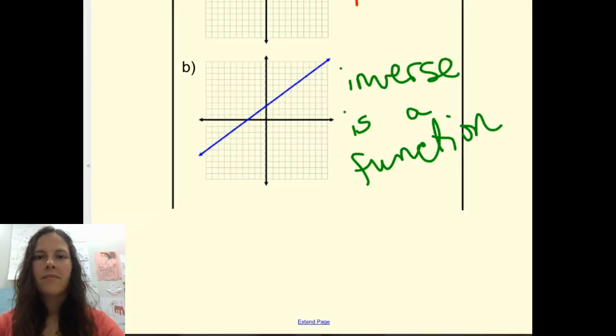In the next video, we'll look at how to write the equation of inverses.